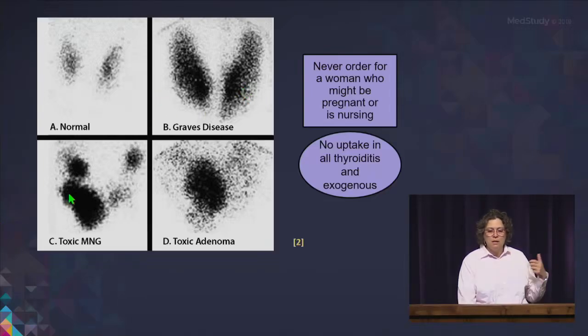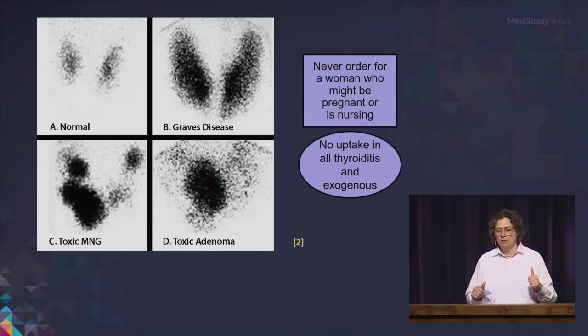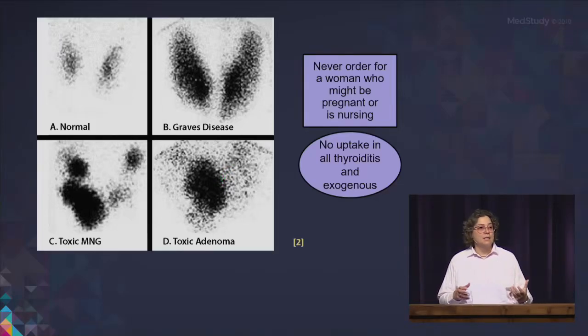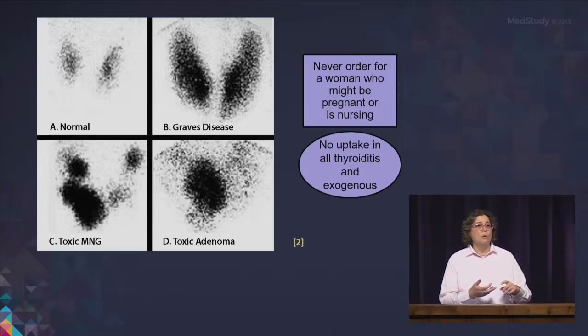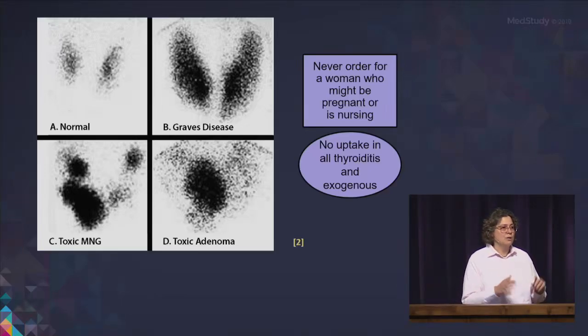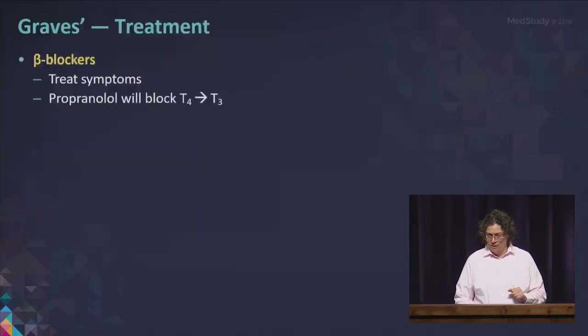In a toxic multinodular gland, you're going to see patchy uptake, so areas of increased uptake, areas of decreased uptake. And in a toxic nodule, also called Plummer's disease, you're going to get one big hot spot, and it's going to suppress the rest of the gland. So this is going to give you your etiology of hyperthyroidism. Now, if it's a thyroiditis, whether it's postpartum, a painful thyroiditis, or due to iodine exposure, the gland's already going to be saturated, so you're not going to have any uptake or any picture in a thyroiditis gland.